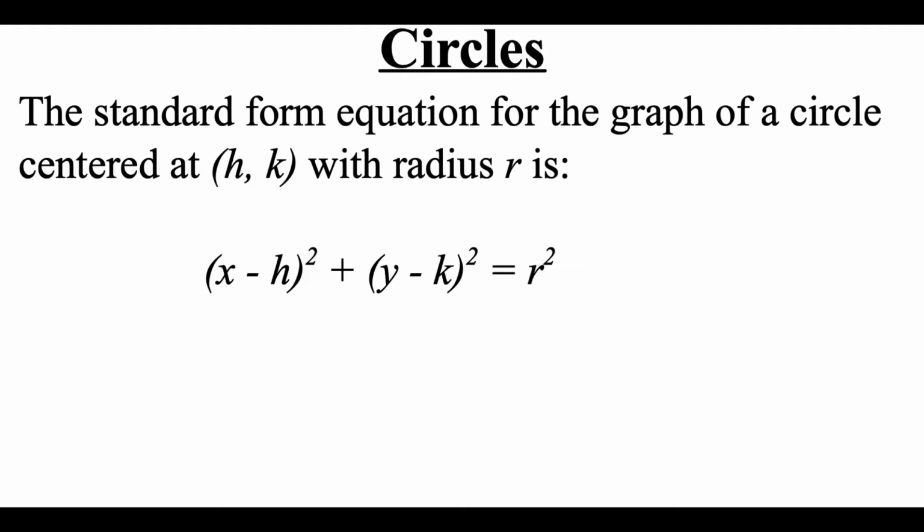We could be told a center point h and k, and we could be told a radius r, and we could use that information to write out the equation for a circle. Or we could be given the equation, and we could use that equation to help us identify what the center point would be and what the radius would be.